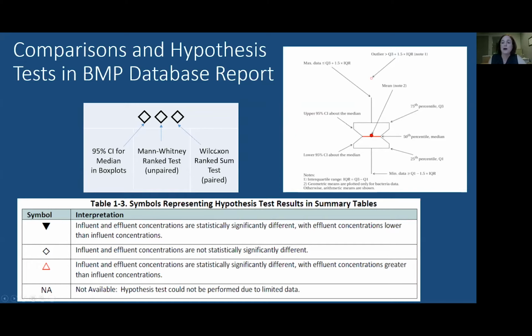And then the third box only looks at paired data, and it's the Wilcoxon test, so you would need an inflow and an outflow parameter or data point in order to run that test. And then we're going to have some different symbols. The black triangle is going to mean that there was a statistically significant reduction. An open diamond means that the BMP didn't have a statistically significant reduction. And then in some cases, we have export, and that's the red triangle.